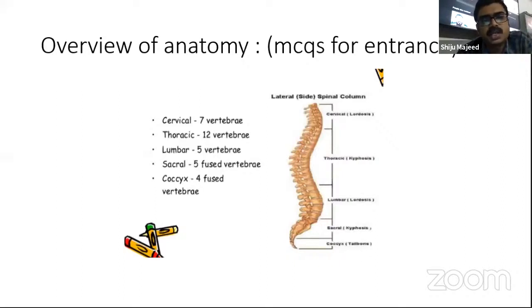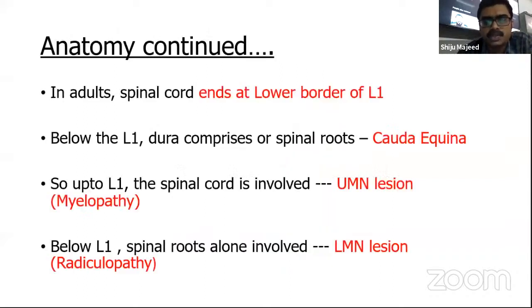So how many vertebrae are there? There are 33 vertebrae in the human body. There are 7 cervical vertebrae, 12 thoracic vertebrae, 5 lumbar vertebrae, and the sacrum, 5 vertebrae fused into one. Coccyx, again, has 4 fused vertebrae. And we should know that in between most of the vertebrae there is what is known as an intervertebral disc. So when there are 33 vertebrae in the body, there are 23 intervertebral discs in the body.